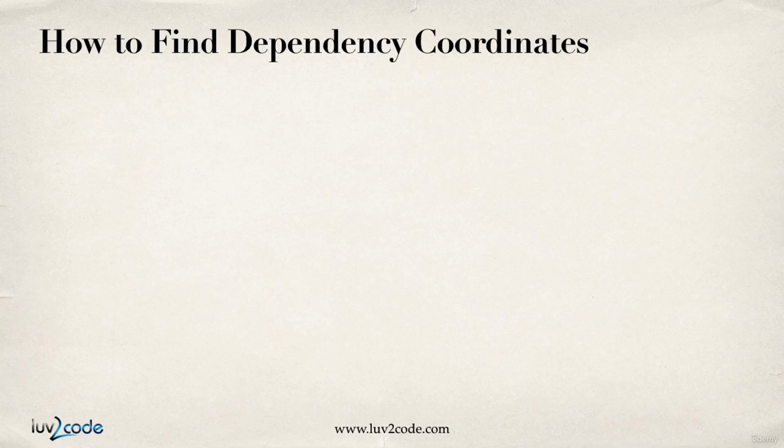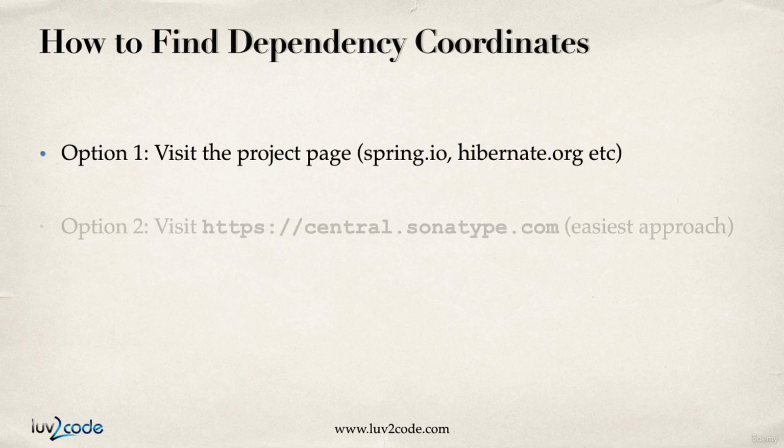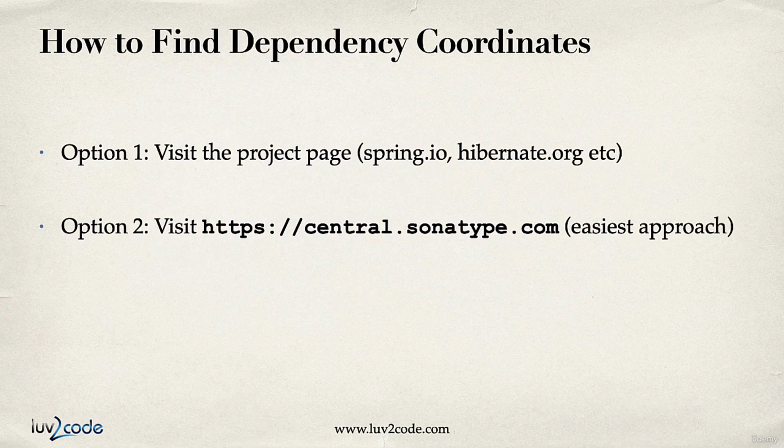All right, so we saw that information for those Spring and Hibernate projects, but you may wonder, well, how'd you find those dependency coordinates? Well, you have two options. The first option is that you can actually visit the project page, so you can visit the Spring website or the Hibernate website, and they'll give you the details that you'll need to add their project using Maven. The other option is that you could go to the Maven Central Repository and actually search for those projects, and then you can also get those details.